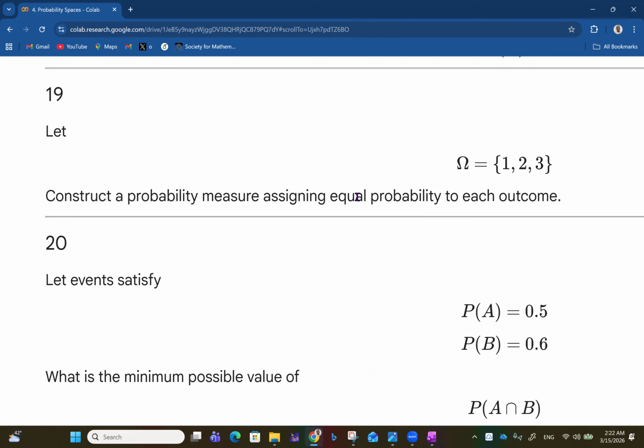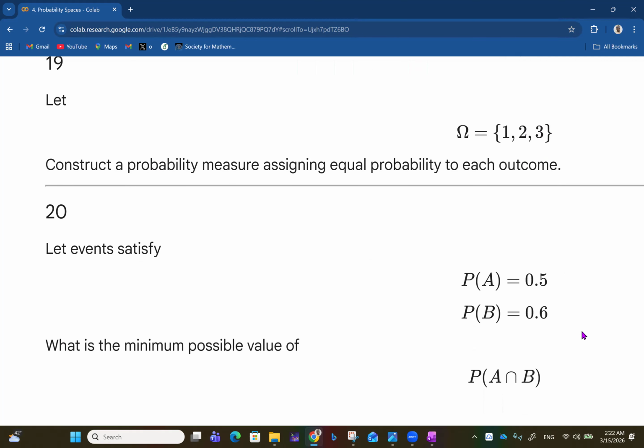I mean, you get 1 overall for the whole thing because the probability of omega should always give you 1. So question 20: let events satisfy P of A equals 0.5 and P of B equals 0.6. What is the minimum possible value of P of A intersection B? Of course, we are asked for the minimum possible value of P of A intersection B.